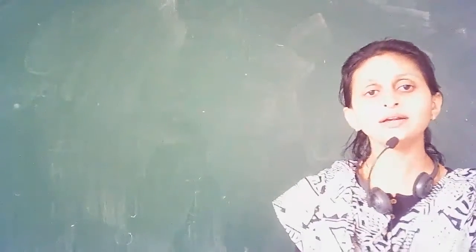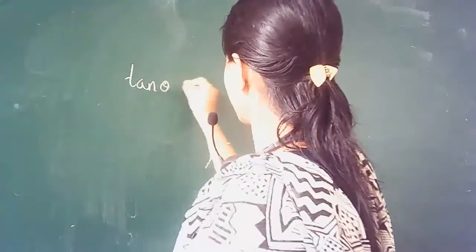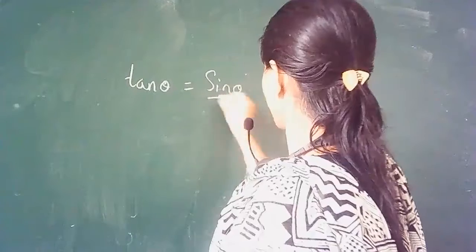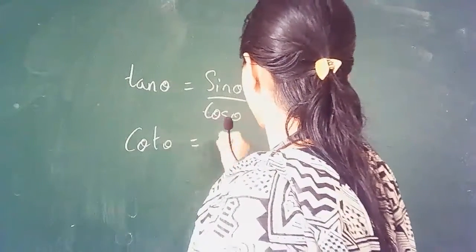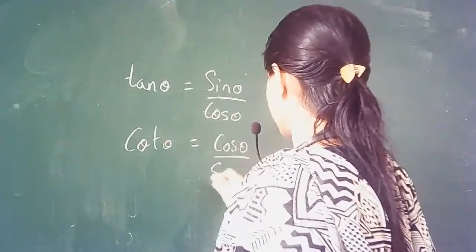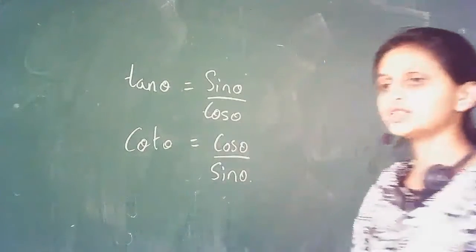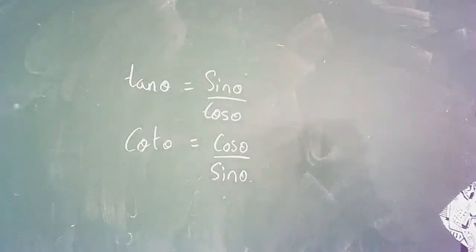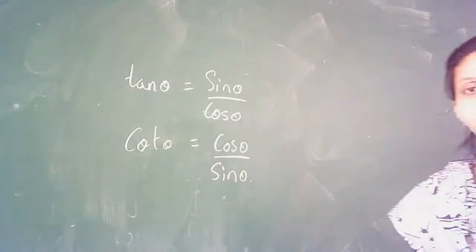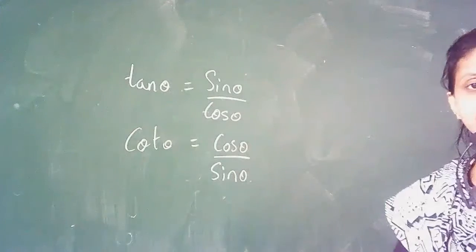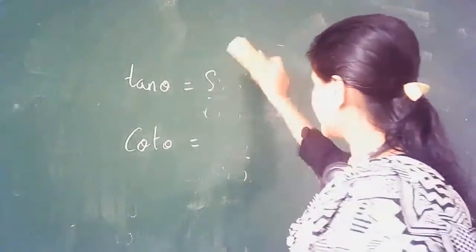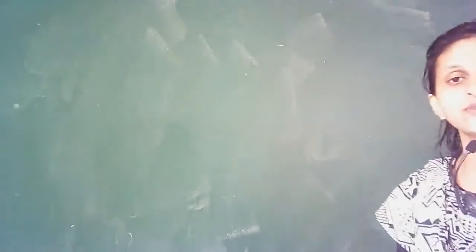Coming to the next part, we have also studied that tan theta can be written as sin theta by cos theta, right? And cot theta can be written as cos theta by sin theta. These two things we have also studied. That is, tan theta is equal to sin theta by cos theta and cot theta is equal to cos theta by sin theta. And we have also studied one table, right? Trigonometric ratios of some specified angles.